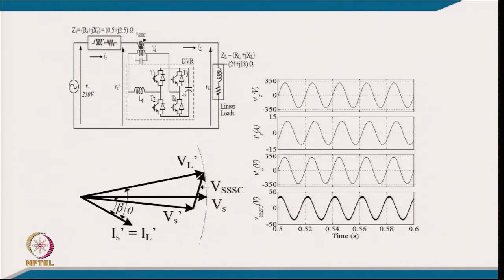So, that is the typical phasor diagram, and after making a model, this is the voltage at the point of common coupling. This is of course the load current, which is common in all because everything is connected in series, and this is the load voltage after the compensation, which is equal to the supply voltage, and this is the series compensated voltage.